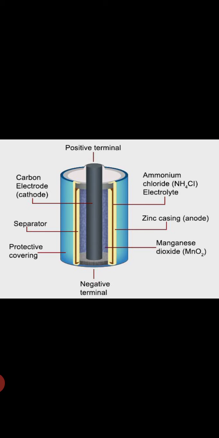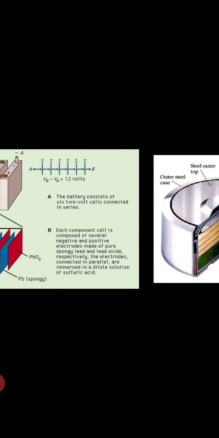Next is the reaction that takes place. I have already given you the reactions in my notes, but once more I'll explain the reaction. When the cell operates, the zinc is oxidized to Zn2+. The anode reaction is Zn minus 2e- gives Zn2+, because I said the zinc acts as the anode, you remember. Got it?